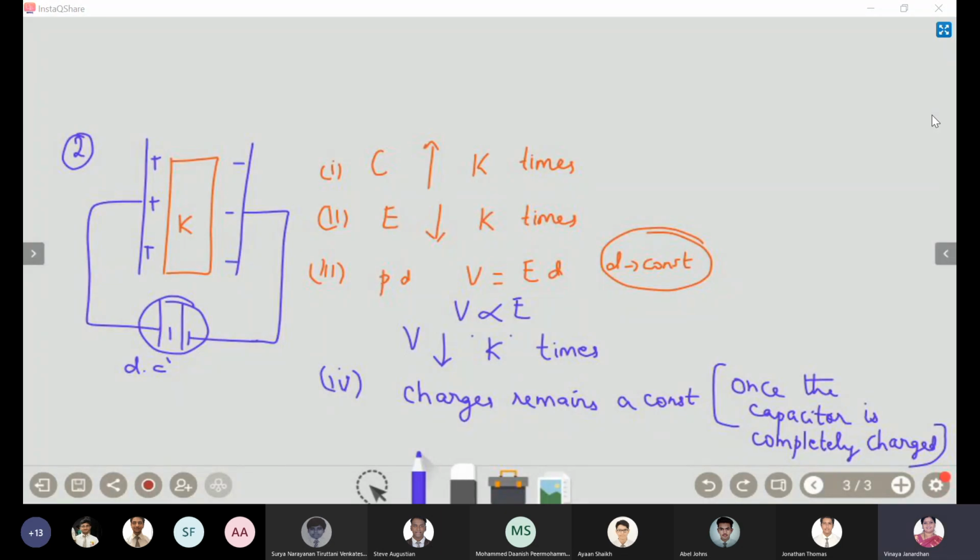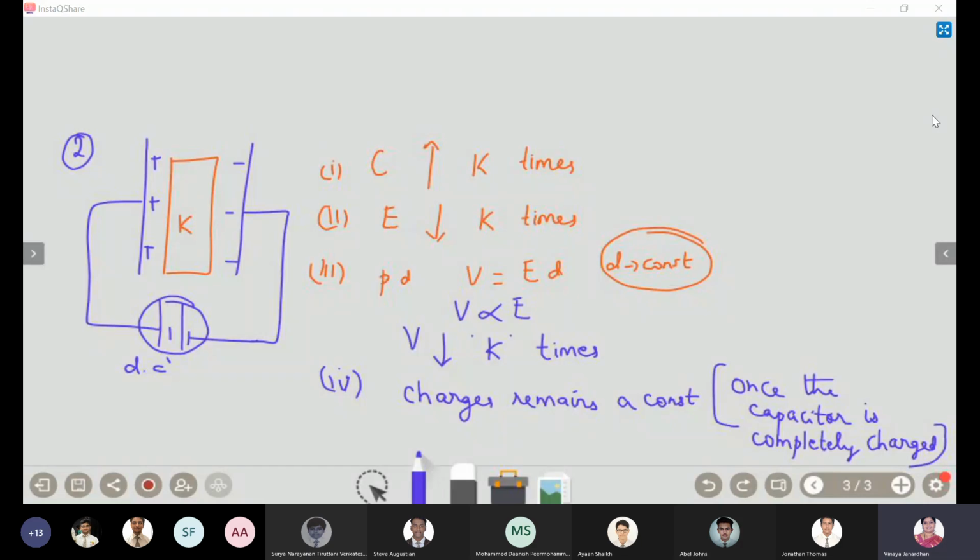It is a DC supply. Your capacitor keeps on charging, right? And once the potential difference across the plates reaches the battery potential, it stops charging. That's it. So that's why it blocks DC.